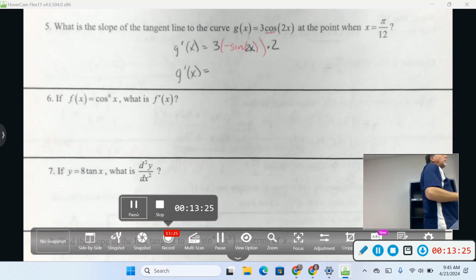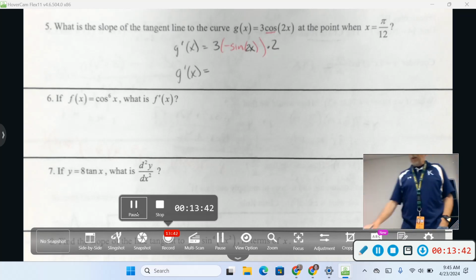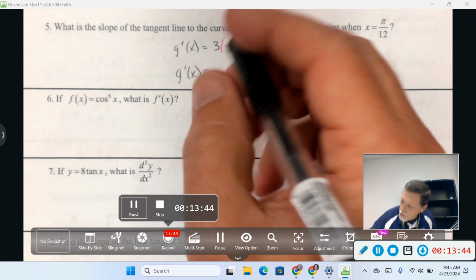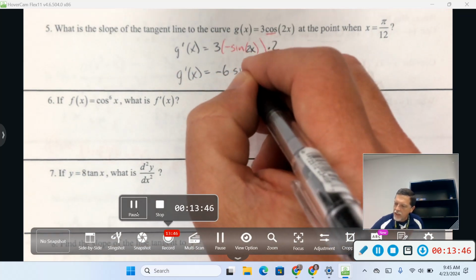Okay, losing some of you. That's not wrong, but it can be cleaned up a little bit. It doesn't have to be cleaned up yet. You could just plug in the pi over 12 and see what you got. But I think it would probably be helpful to rewrite that. Plus, it's not difficult to clean it up. 3 times negative times 2 would be negative 6 sine of 2x.